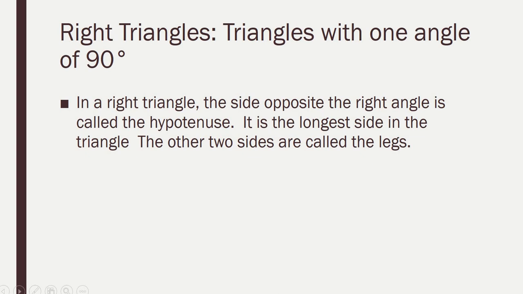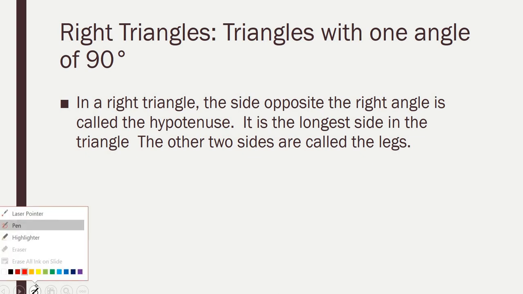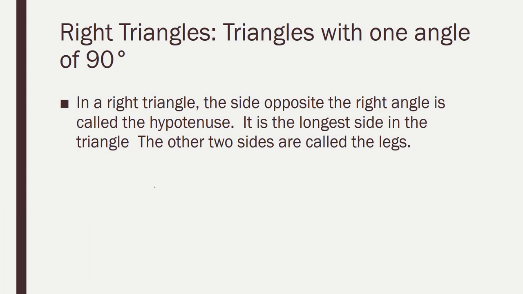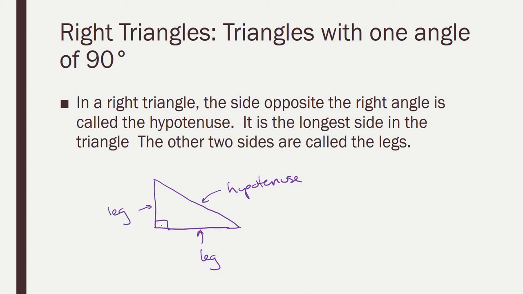In a right triangle, the side opposite the right angle, so let me draw a right triangle here. So there's an angle of 90 degrees. The side opposite the right angle is called the hypotenuse. And the other two sides are called the legs. So here's the right angle. Opposite it is the hypotenuse, and next to it are the legs.